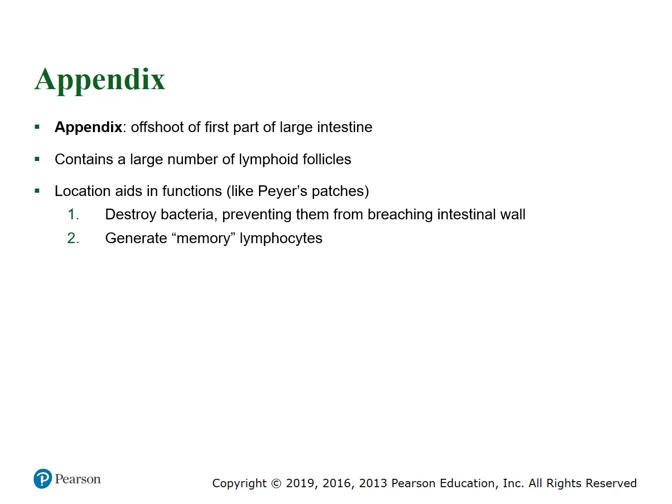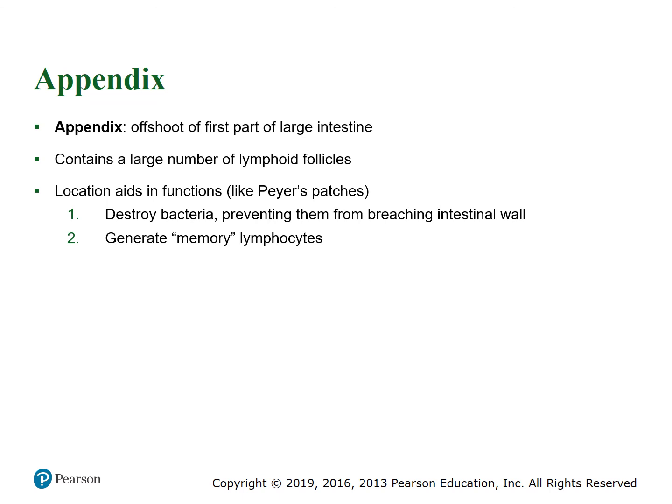The appendix is another lymphoid organ that we're going to talk about. It is an offshoot of the first part of the large intestine. So this contains a large number of lymphoid follicles, and as with Peyer's patches, they'll destroy bacteria, hopefully keeping them from getting through the intestinal wall, and they will also generate memory lymphocytes.